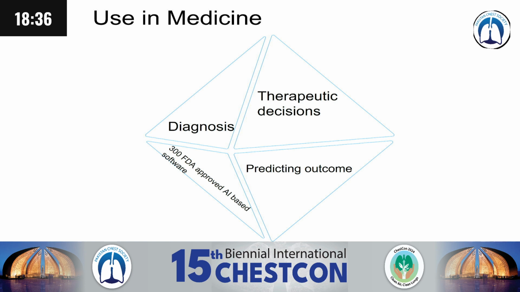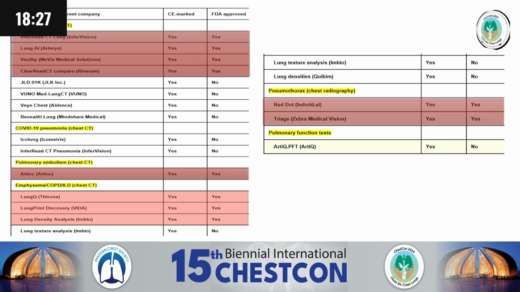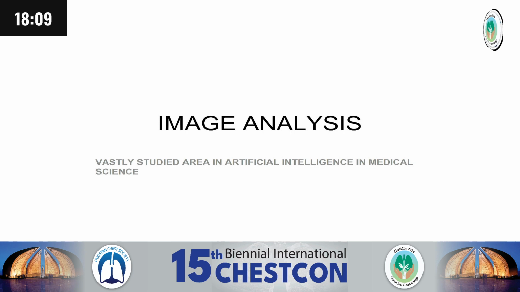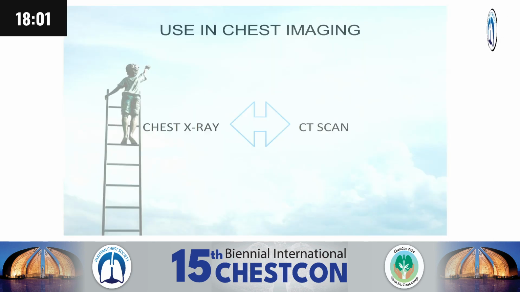Then AI in medicine has implications in diagnostics and obviously in therapeutics. There are over 300 FDA-approved AI-based models in the market. The ones in red that I've highlighted are FDA approved, and you can see the AI model can be used in the detection of lung nodules, pulmonary embolism, emphysema, and pneumothoraces. Image analysis is the most widely studied field in AI. As far as the chest is concerned, we use the chest X-ray and the CT scans, and the limit is sky is the limit, I guess.